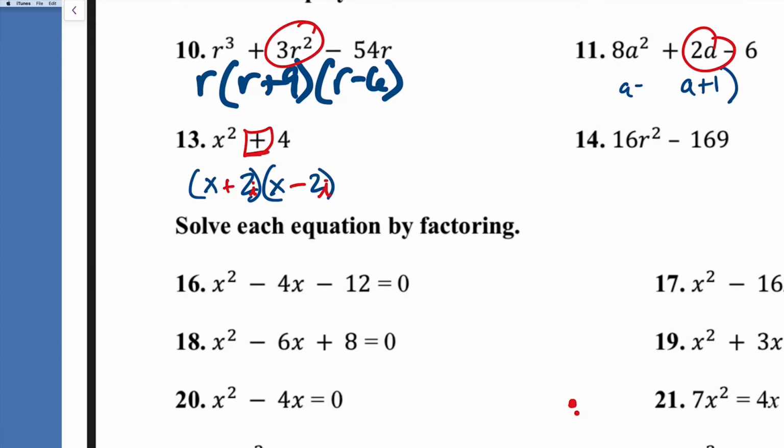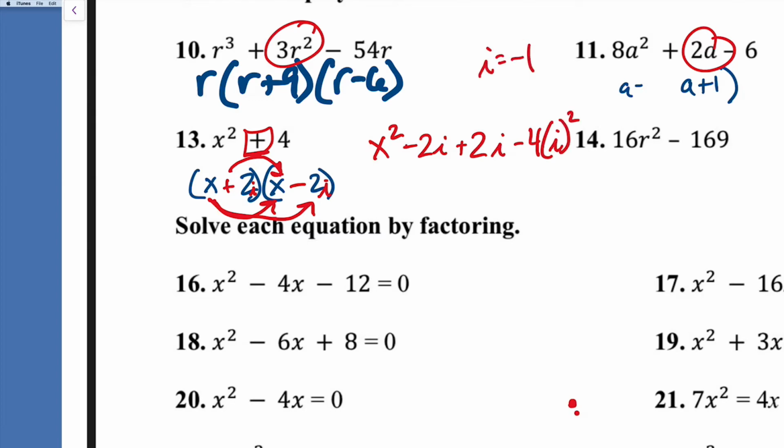Yeah, because i times i is -1, and -1 times -4 is +4. So there's a rule here. Let's see here. x times x is x squared, and then the x times -2i, with the positive 2i times x. So we're going to put -2i plus +2i, and then -4 times i squared, and i squared equals -1.